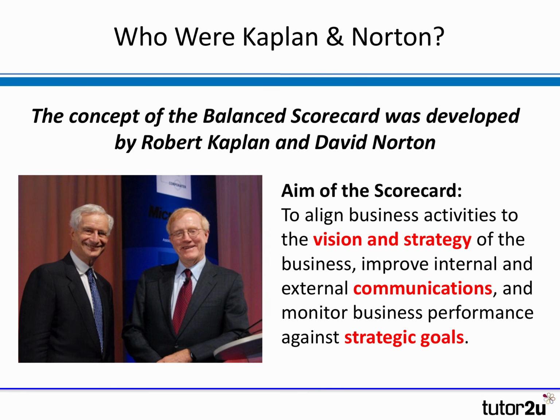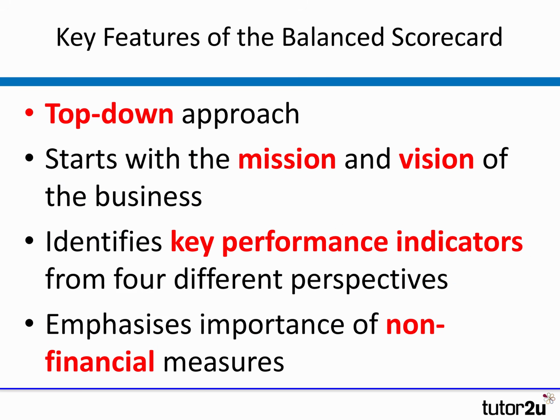Kaplan and Norton were two respected business academics who tried to develop a way of measuring and reporting business performance that was a lot more closely aligned to the long-term vision and strategy of the business, and also enabled the business to measure performance against strategic goals. And they were basically arguing that it's more than just financial performance that's relevant when you try to do this.